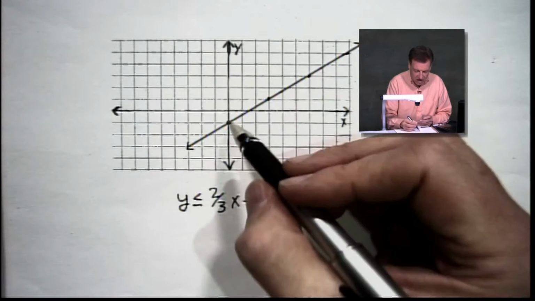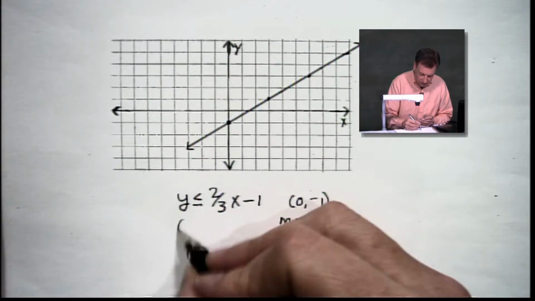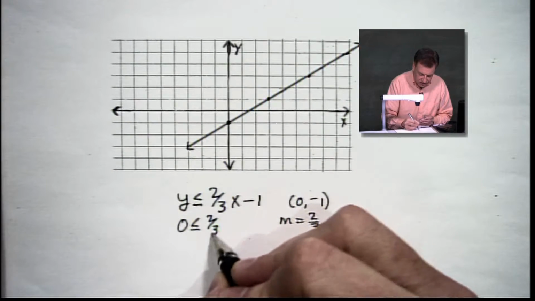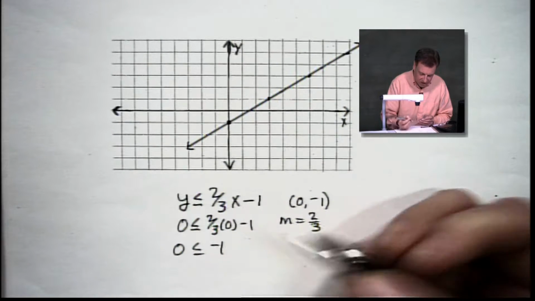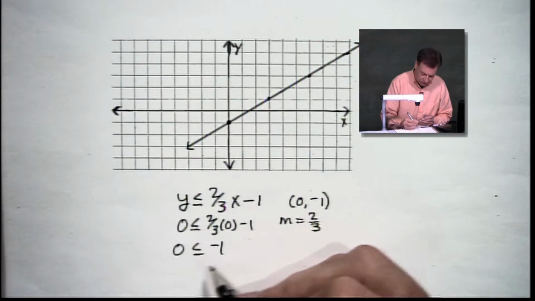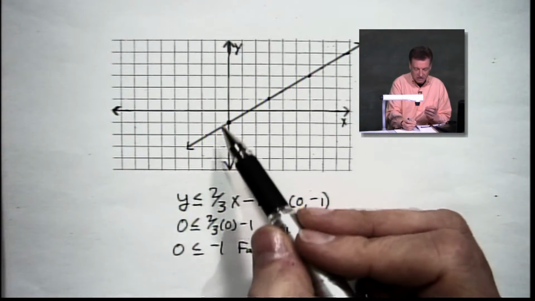Now, this time we're talking less than. I can run my 0, 0 here real quick for you. And I've got 2/3 of 0 minus 1. According to this, 0 is less than or equal to -1. That's not true. That's false. You say, is it always going to be false? Well, if it's false, you just don't include the origin.